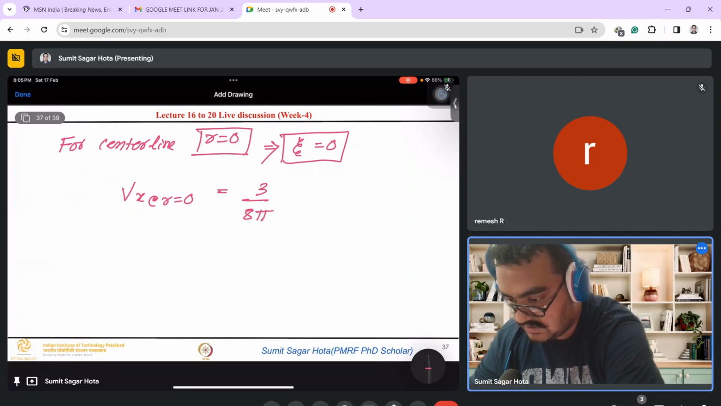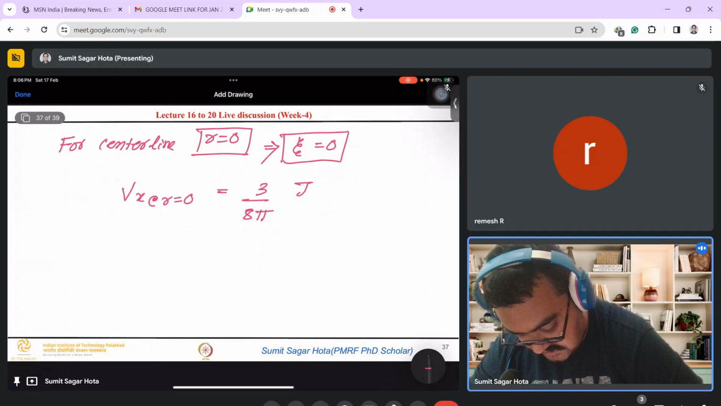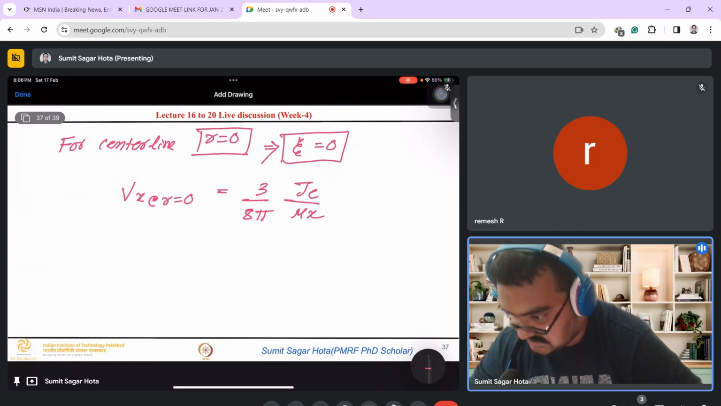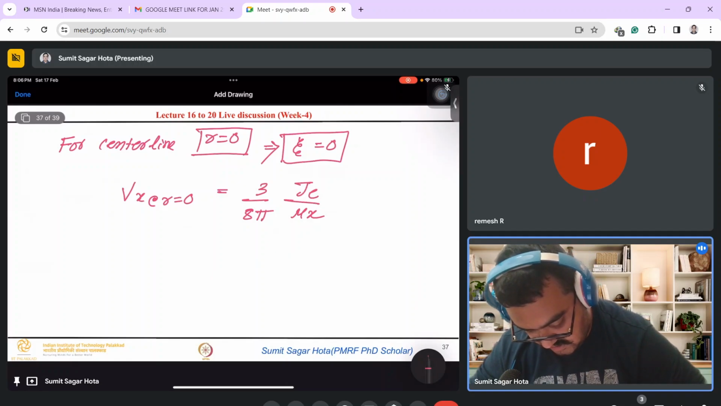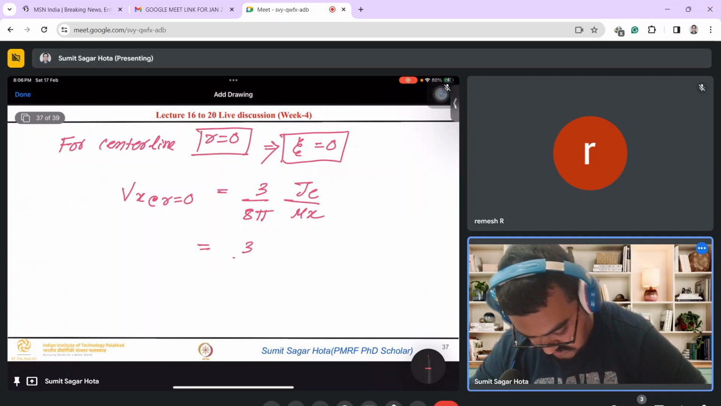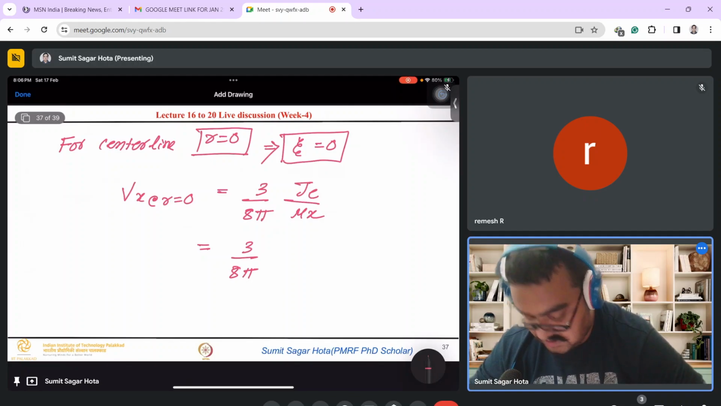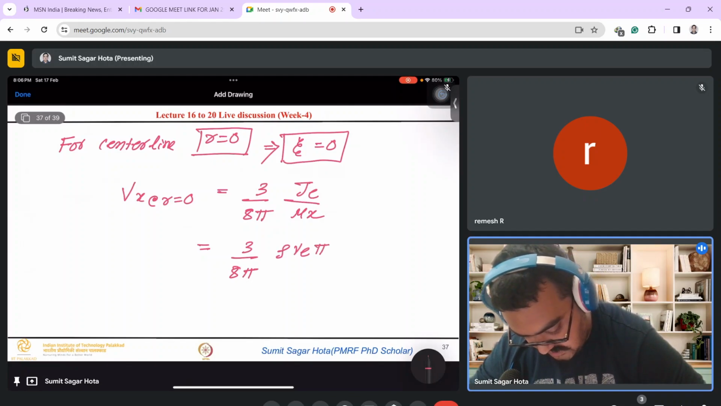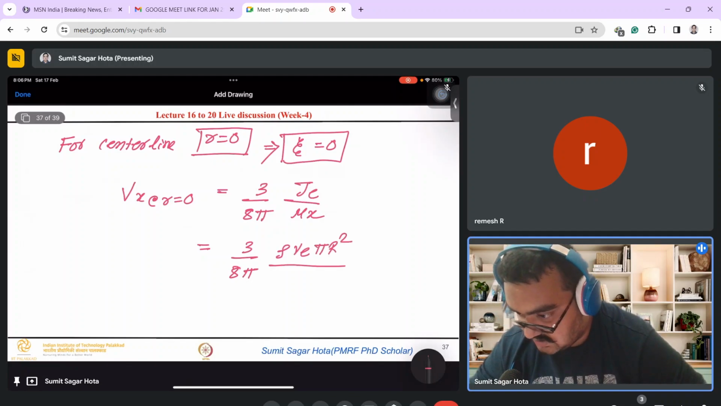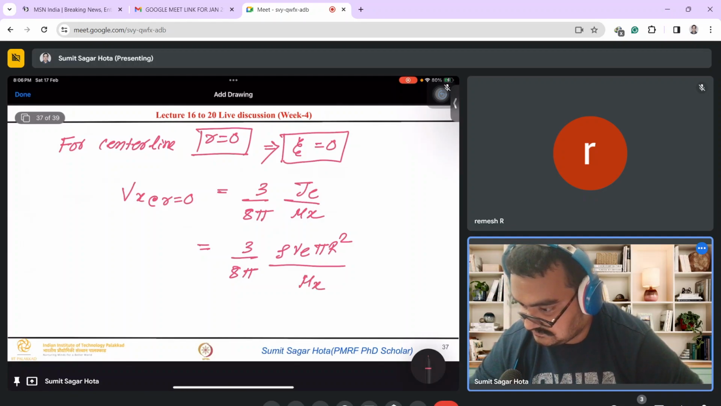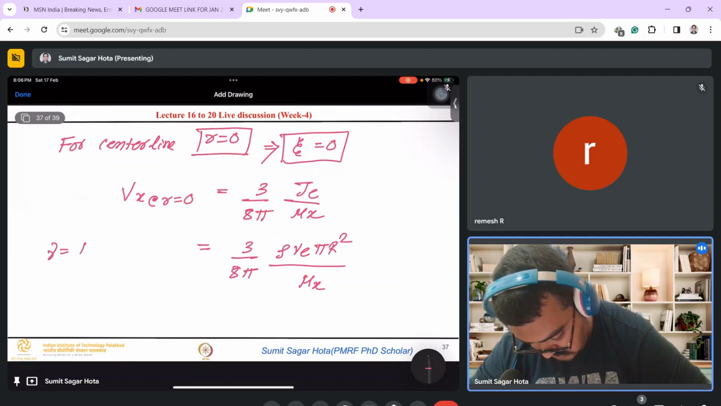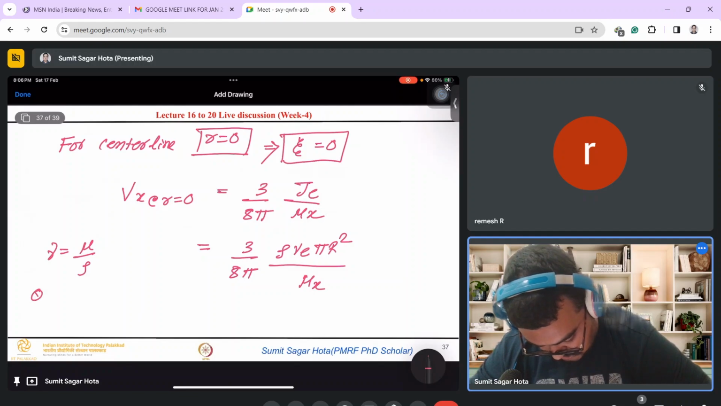The Vx at r equal to 0 equals 3 by 8 pi J_e by mu x. This you should remember. This is the required formula. So 3 by 8 pi, rho V pi r square. Just substitute J_e and mu x, where mu x is the dynamic viscosity. So now you know nu is equal to mu by rho, and Q is also, you know that, V into pi r square.